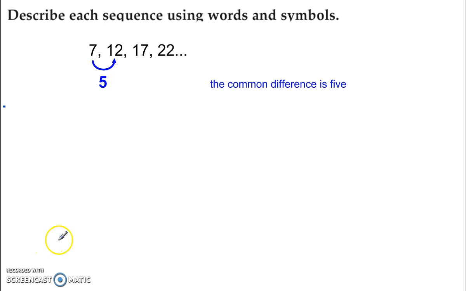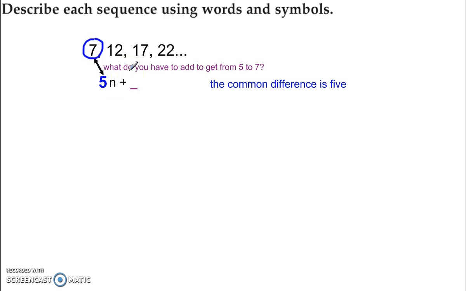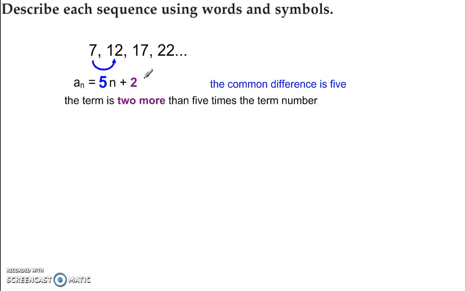There's a faster way, an easier way, and this is my method right here. I look at what the common difference is. Remember, you can use that as your coefficient for n. So the common difference, that means it's going to be 5n. Now, question is, what do I have to do to the 5 to get to 7? Okay, from 5 to get to 7, I would have to add 2. So that's plus 2 right there. And then, if I want to describe this using words, I could say the term is 2 more than 5 times the term number. So pretty easy.